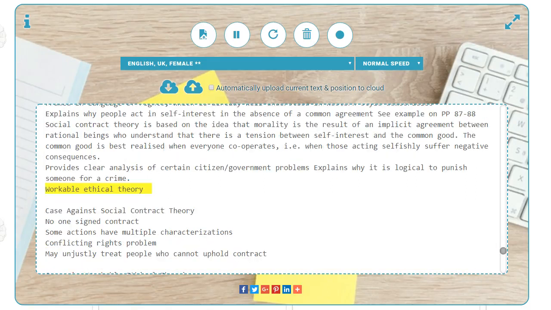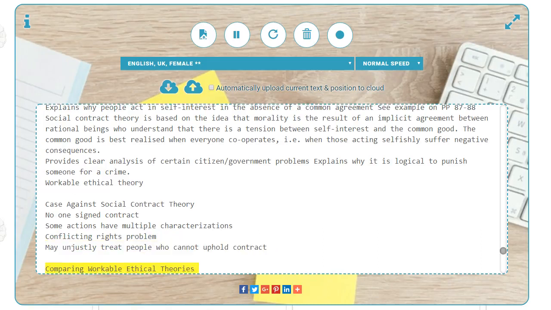Workable ethical theory. Case against social contract theory. No one signed the contract. Some actions have multiple characterizations. Conflicting rights problem. It may unjustly treat people who cannot uphold the contract.